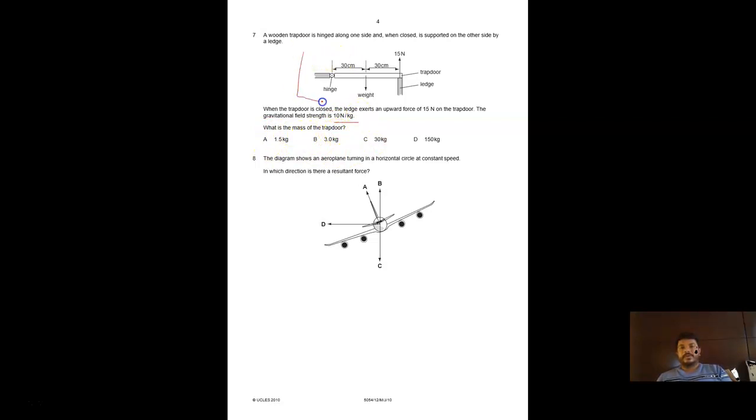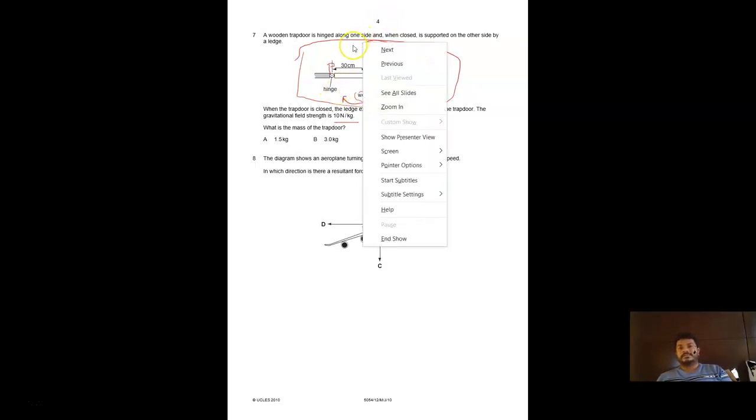Now you have to observe the diagram. Here is a hinge. You can call this a pivot P. And there are two forces. Here the weight is one force, and the other is the upward force. Now this force produces a moment, and this upward force also produces a moment.